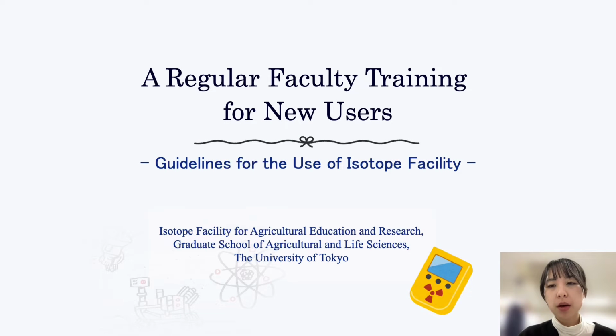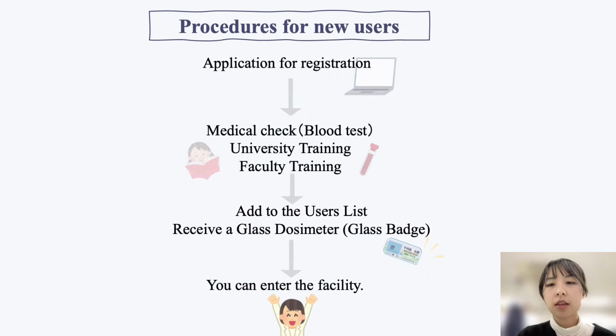Today I will be talking about the regular faculty training for the users of the isotope facility. The following is the procedure for registering a new user at the Graduate School of Agriculture and Life Science.